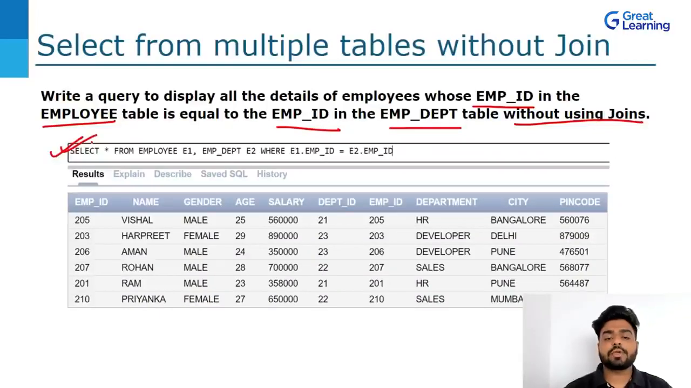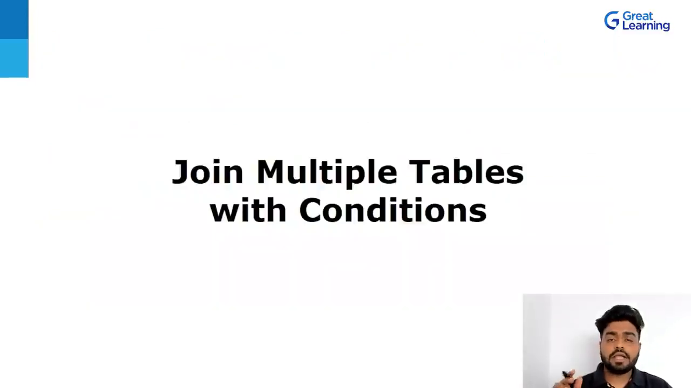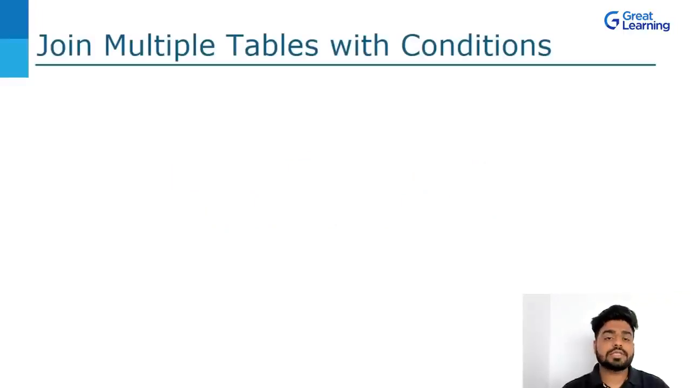select star from employee E1, department E2 where E1.impid is equal to E2.impid. We are not using joins, but still we are getting all the joined tables' resultant table, right? Now, this is one thing, joining multiple tables with conditions. With conditions we have seen one example, but here we will see one more example and try to understand how we can join multiple tables with a condition.